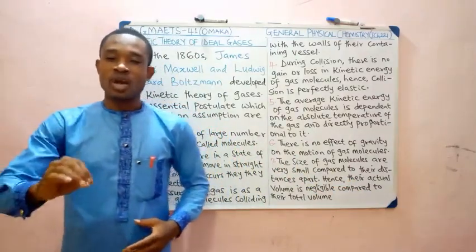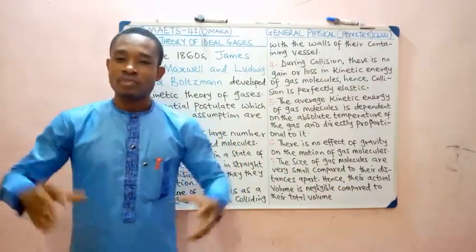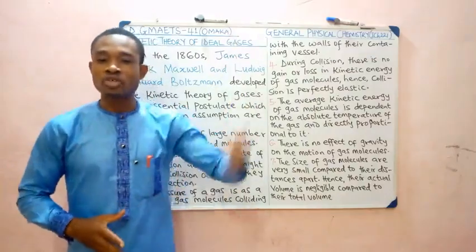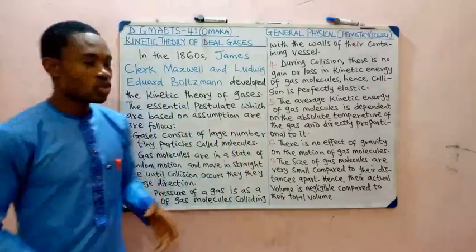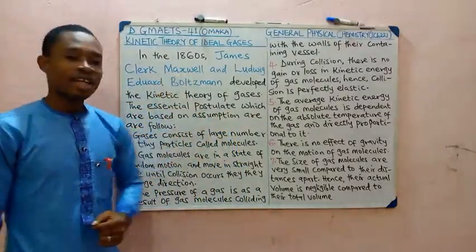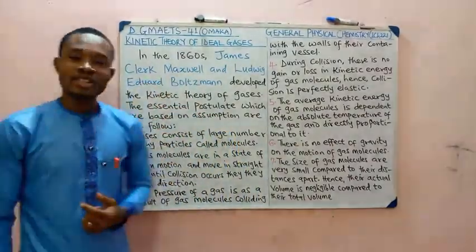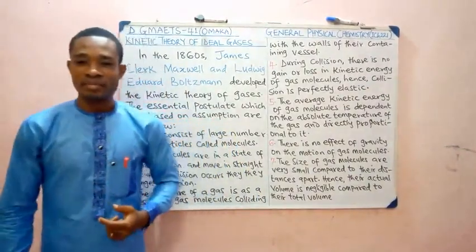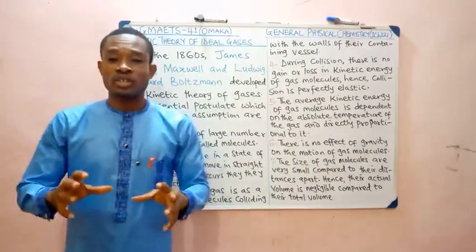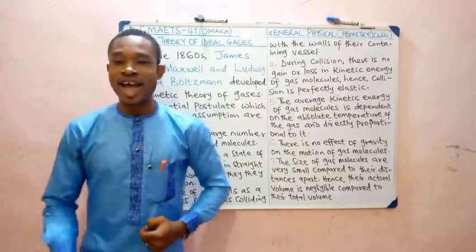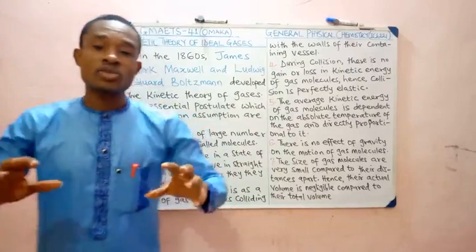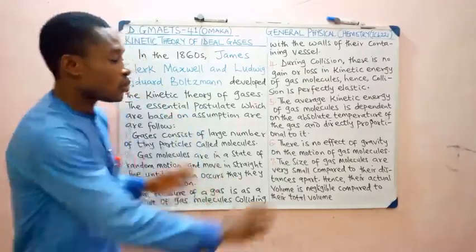We focus on the theory postulated in the 1860s by two scientists, James Clerk Maxwell and Ludwig Edward Boltzmann. They postulated this kinetic theory of ideal gases based on assumptions, and this theory we summarize here. We have them on the board.